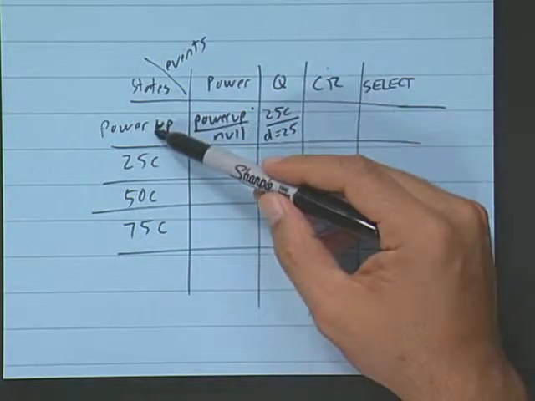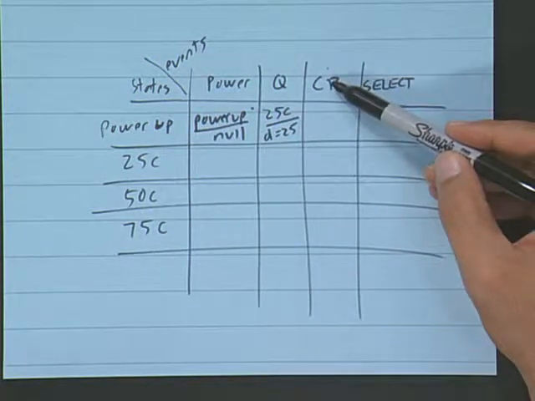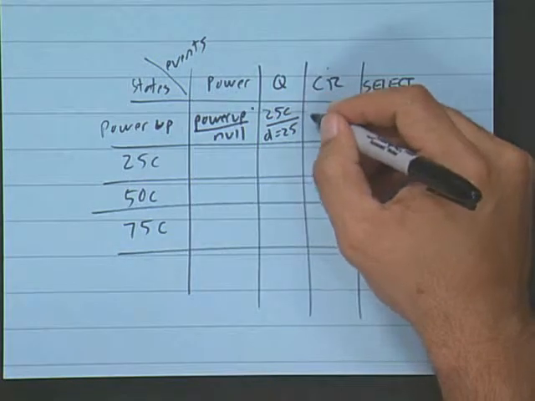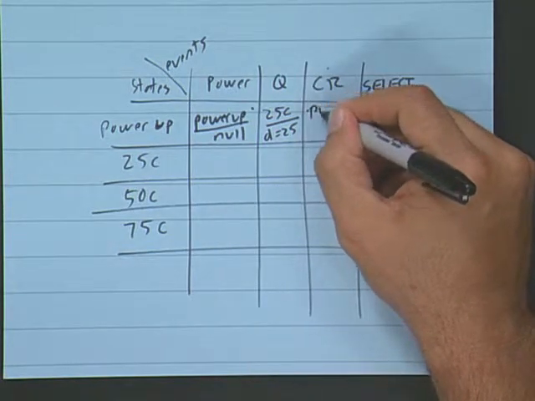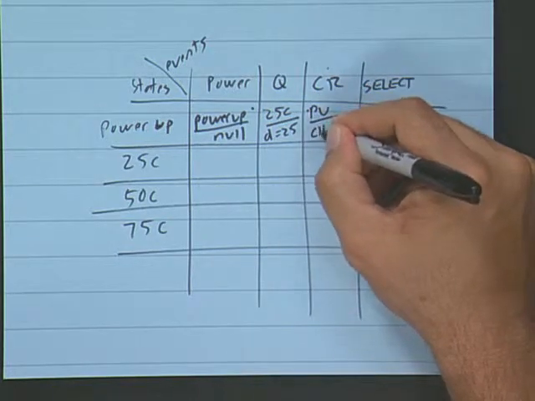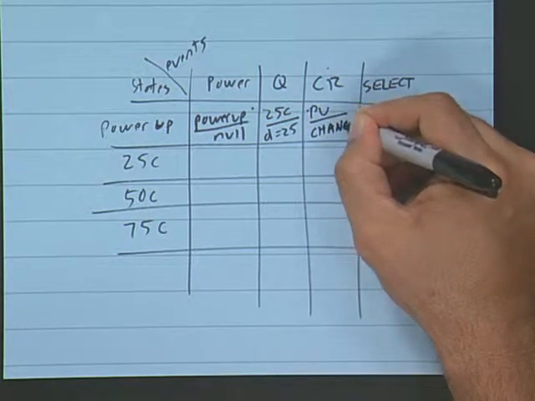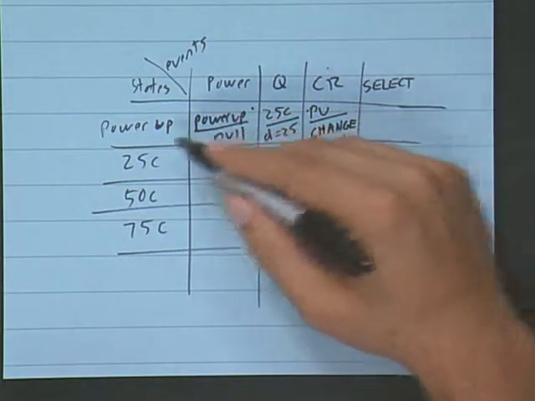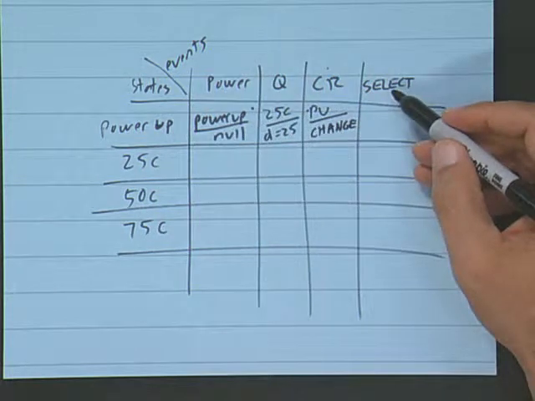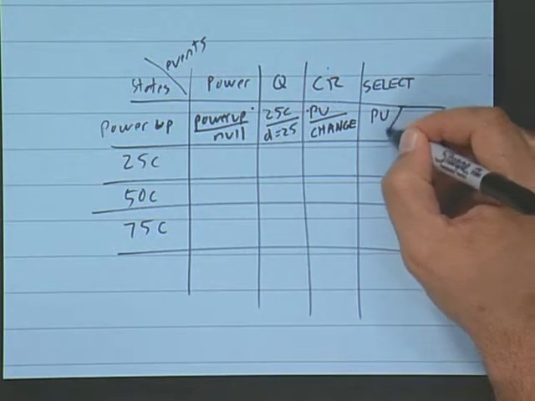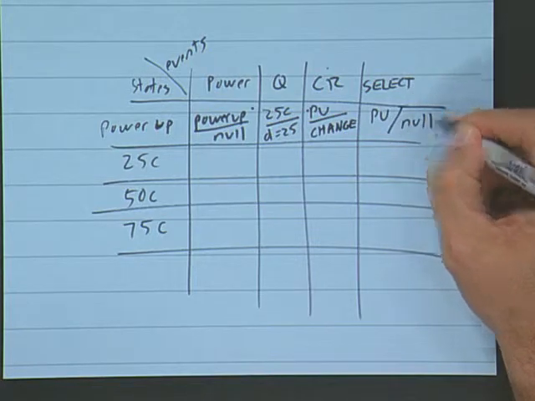What if I'm in the power up state and I get a change return? What do I do? Well, I stay in the power up state, and I send that message, that signal, to drop the change. And what if I'm in the power up state and I get a select input? I'm going to ignore it. I'm going to stay in the power up state and ignore it, null.